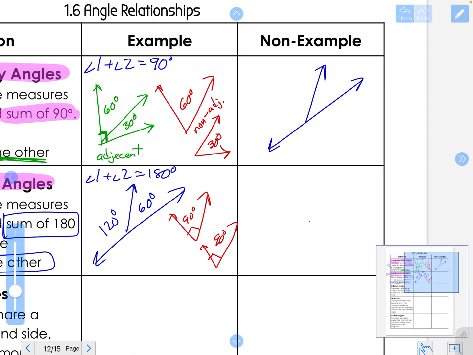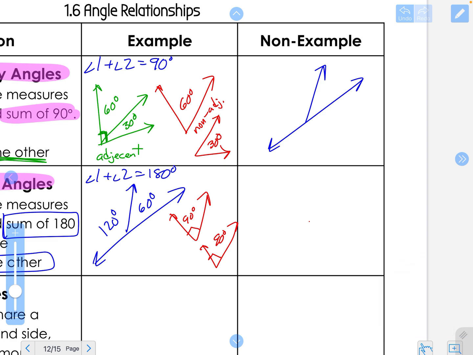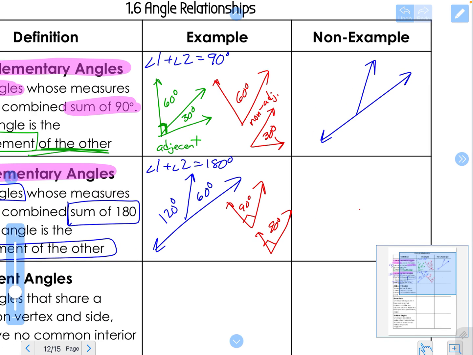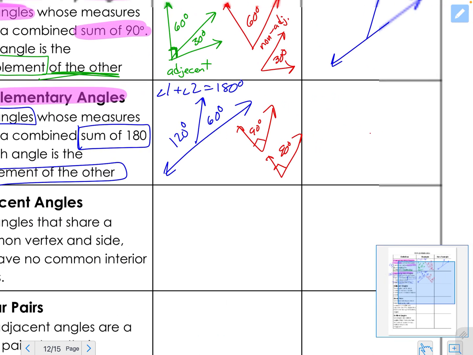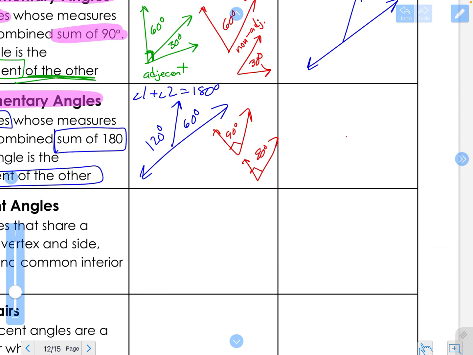What I want you to do is come up with your own non-example, or a picture of two angles that are not supplementary. If you need help, go back and look at the class notes and look for the non-examples that I came up with.